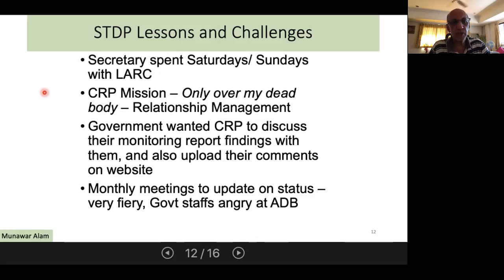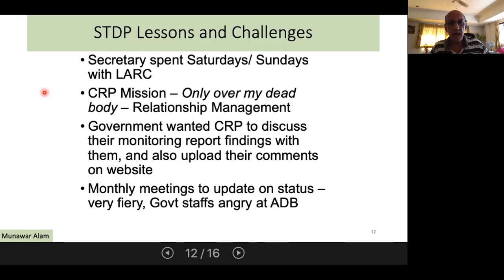So these were the issues. Although the CRP within ADB is independent, for the government it's one ADB. So we who were on the front line always had to manage this relationship. There used to be monthly monitoring meetings on the project, chaired by the secretary himself, and in those monthly meetings there would be 50, 60 people.